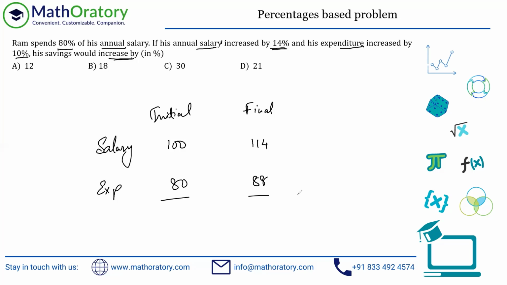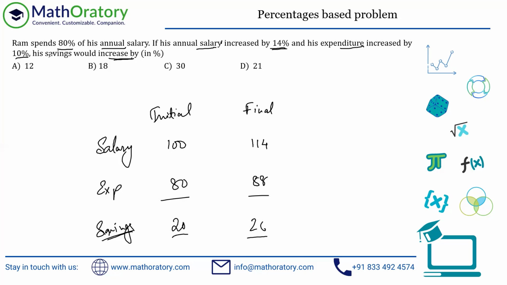Now our job is done, because what we can do is using these values, I can figure out the initial saving and the new saving, something like that. So initially he was saving 20 bucks. Now he's saving 114 minus 88, which is 6 less than 30. So 24 bucks, right? Just 1 second, 26 bucks, sorry. Yeah, 4 less than that thing. So yeah, so basically from 20 to 26, that is the change in the savings.